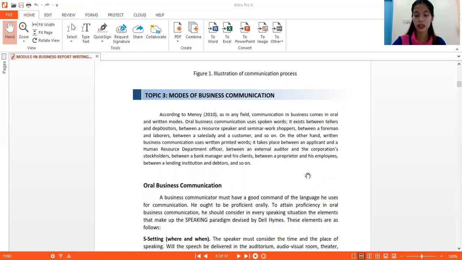It exists between tellers and depositors, the transaction, the negotiation between the tellers and the depositors, a resource speaker and the seminar workshoppers. A resource speaker speaks or discusses a topic and the workshoppers are listening. Next example is between foreman and the laborers. A foreman instructs the laborers on how to do that certain task, a building or a road. Also, a sale between the sales lady and a customer.